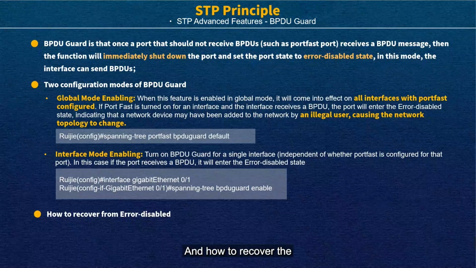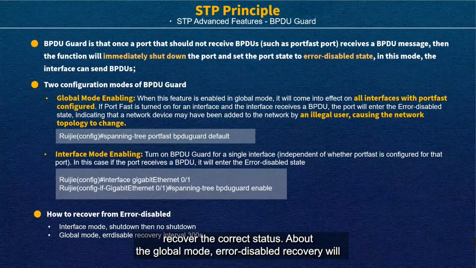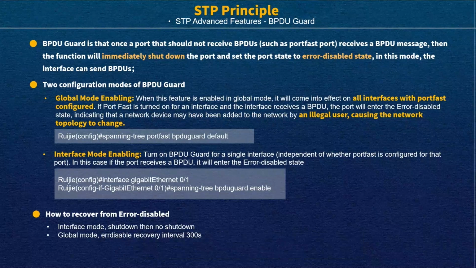And how to recover the error disable? About the interface mode, you have to shut down and use no shutdown to recover the correct status. About the global mode, error disable recover will directly finish after 300 seconds. So this is error disable. Otherwise, the interface cannot work.